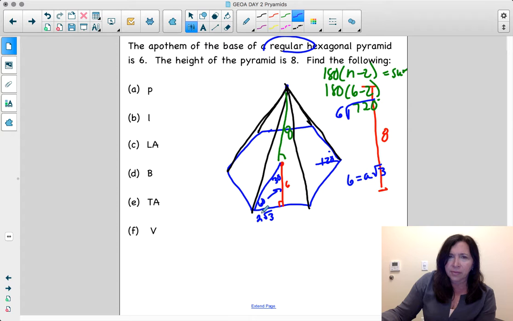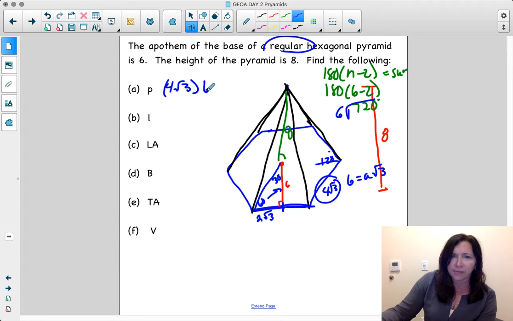Let's see. So the perimeter is all the lengths around the side. Well, this length here is 2 root 3. So 2 root 3 plus 2 root 3 is 4 root 3. So one length of one side is 4 root 3, right? So the perimeter is going to be 4 root 3 times 6, which is 24 root 3.